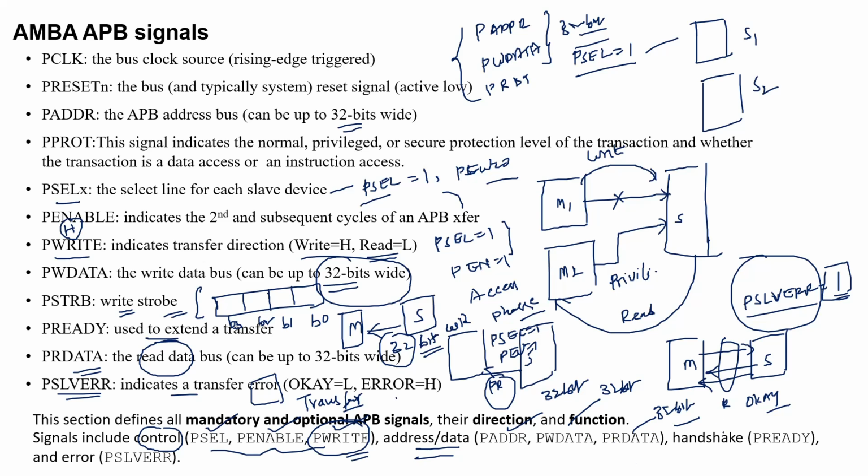And then the handshake signals, that means the PREADY signal. If you are setting PREADY, your slave is ready to receive the data. And then PSLVERR. If you are getting the error signal at the reading time, you are receiving a garbage value.